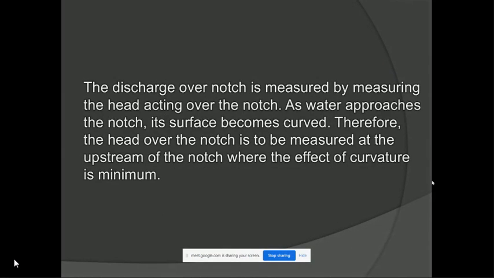So, how is discharge measured? Discharge is measured by measuring the head acting over the notch. As the water approaches the notch, its surface gets a little bit curved, so it can give some inconsistencies. So what we do is we use the area over which the effect of curvature is minimum, and we calculate the head over that point. Next slide.